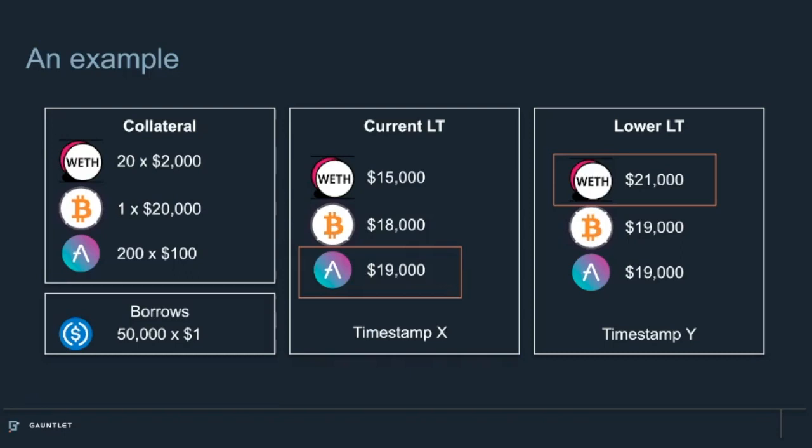However, if the liquidation threshold of WETH is lowered, the liquidation could happen at an earlier time step, Y, when the balances are 21,000 USD worth of WETH, $19,000 worth of WBTC, and $19,000 worth of Aave. If this account is liquidated, the liquidator would choose to liquidate WETH against USDC. Since WETH is more liquid than Aave, the price impact of selling the asset from a liquidation of WETH is far less than that of selling Aave. So it would lead to less total liquidations.